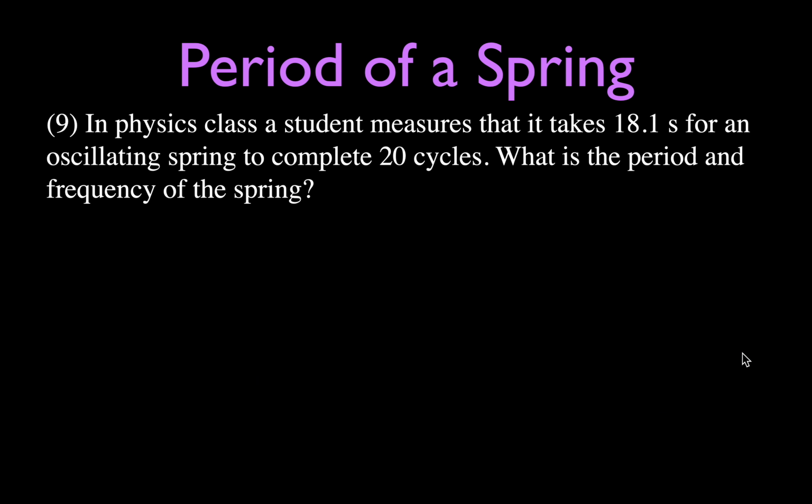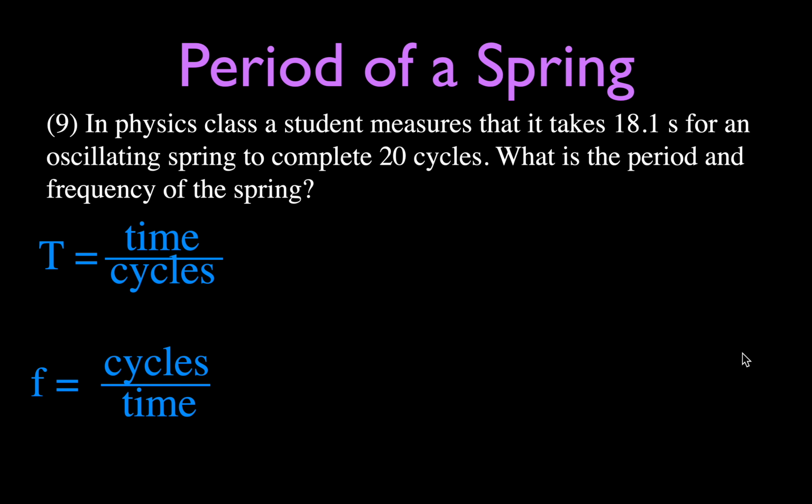Number 9 says here, in a physics class, a student measured that it takes 18.1 seconds for an oscillating spring to complete 20 cycles. We want to know what is the period and frequency of the spring. The spring would have a mass on the end of it, and that mass would be oscillating. Now we're going to do the same things we did at the beginning for the pendulum problems. We're given the number of cycles and the time.